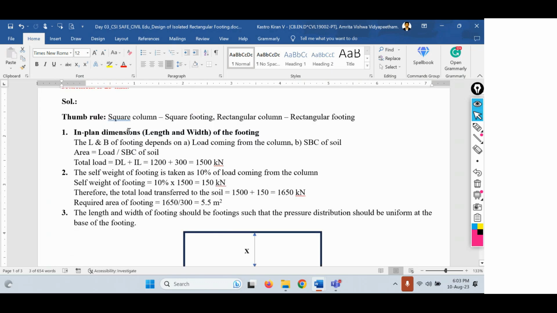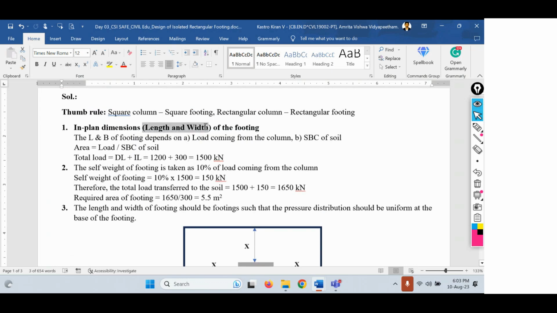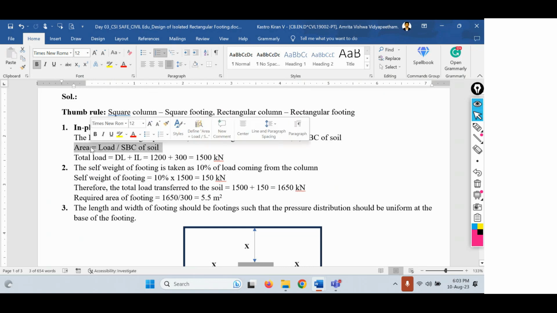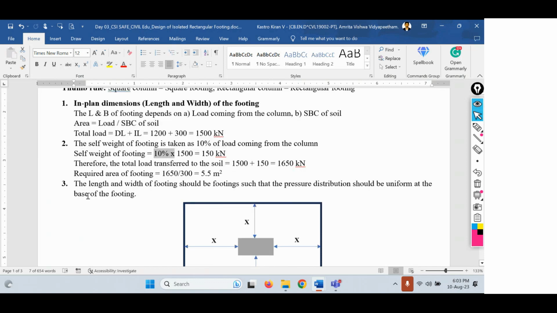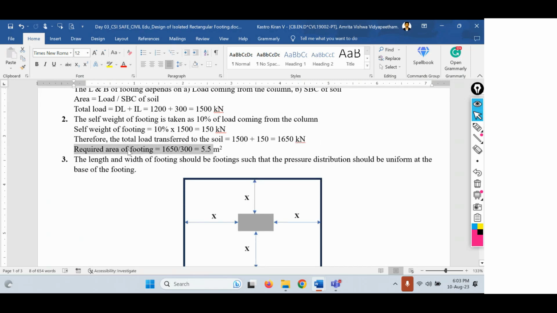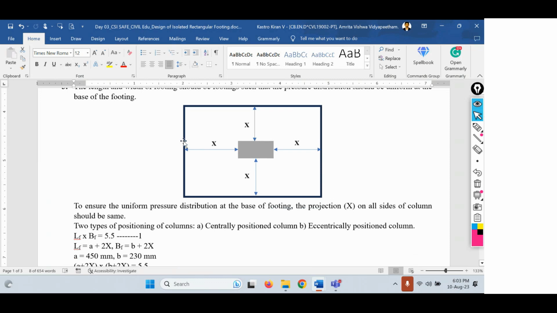Based on that, we first determined the length and width of the footing by finding out the total area required for the footing. We assumed the self weight of the footing as 10% of the column load, and based on that, we got the area of the footing. Then, in order to determine the length and width of the footing, we talked about a concept called projection length, that is called X.